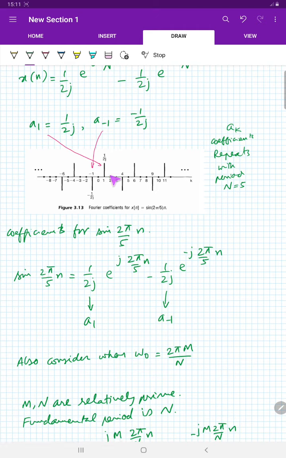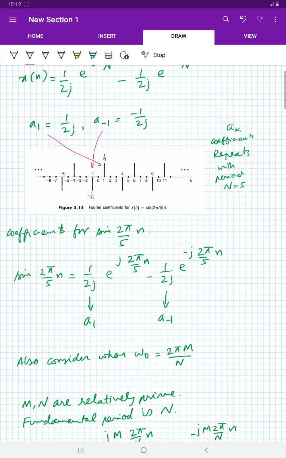So you can see that the a_k coefficients here are 0 elsewhere. So there is a_1 is 1 by 2j, a_minus1 is minus 1 by 2j. So you can see that these two keep repeating. See here, this is a consequence of the a_k being periodic, because of the fact that e raised to j omega naught n is the same as e raised to j omega naught plus 2 pi n, because complex exponentials separated by a multiple of 2 pi in frequency are indistinguishable.